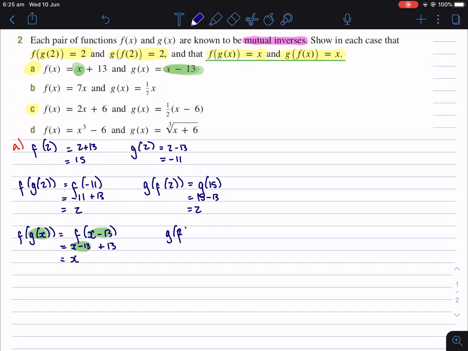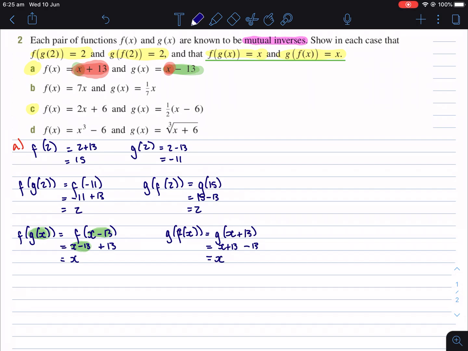g of f of x is the same as g of, well, f of x was x plus 13. So g is x take 13, so I'm replacing the x in x take 13. So I'm replacing this x with this whole thing, which means I've got x plus 13 and then take 13, because that's the end of g, which gives me just x.